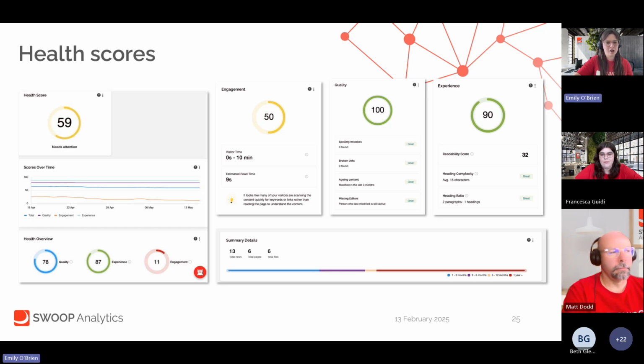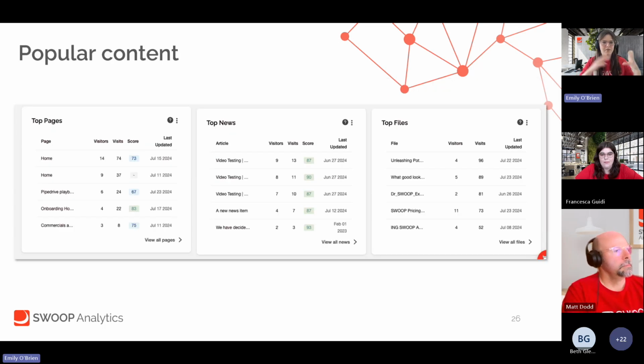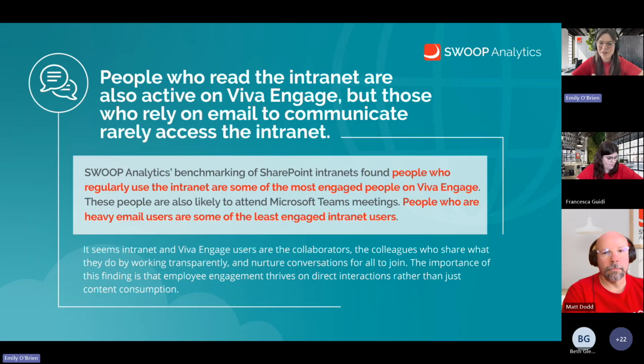There's also, just to share as well, if you wanted to get a bit of a gauge of the content that is the most popular, then you can quickly run through and see what are our most popular pages, most popular news, most popular files, and so on. Just to let you know that you can also layer in that type of insight as well.